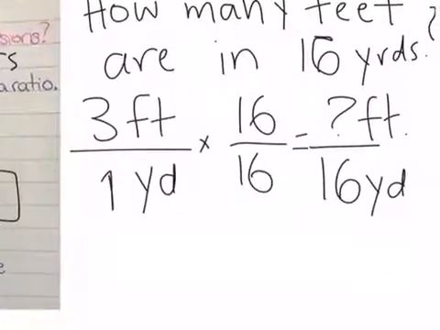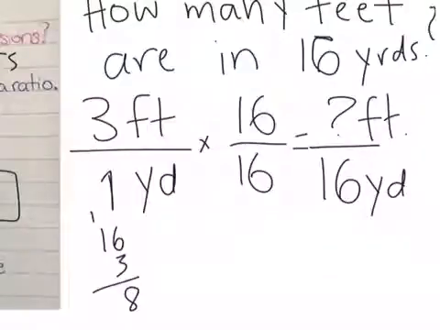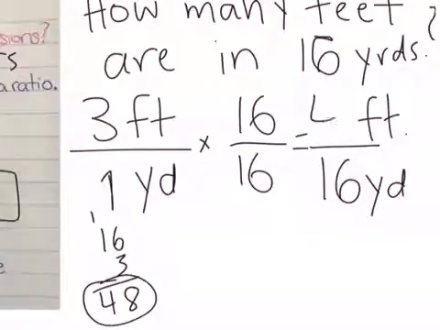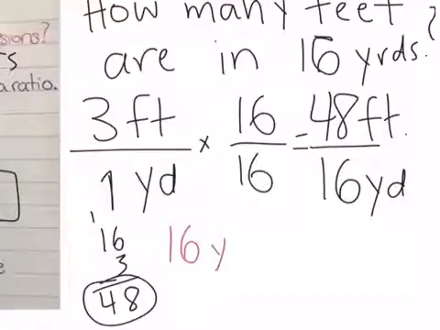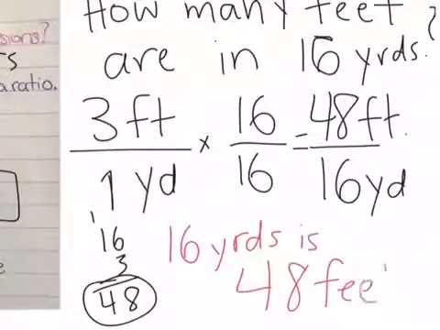3 times 16, if we don't know that off the top of our head, 16 times 3, 3 times 6 is 18. Write your 8, carry the 1. 3 times 1 is 3, plus 1 is 4. So 48. So we want to take that 48, bring it back up in here for our feet. So we know that 16 yards is 48 feet. Not too bad. All things that we have seen before.